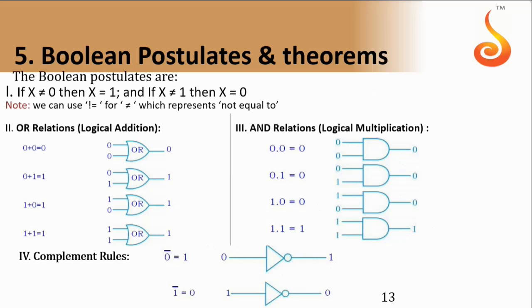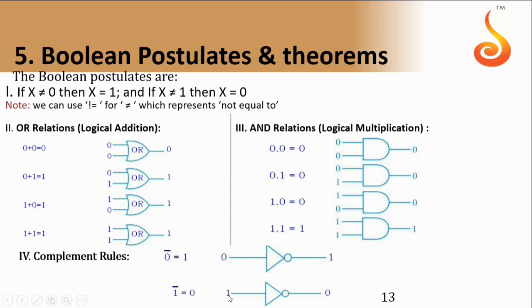Then we have complement rules. That is bar. This is called a bar. 0 bar is equal to 1, right? 0 bar is equal to 1. So if I input a false to that, the output would be true. This bubble is the inverter bubble.